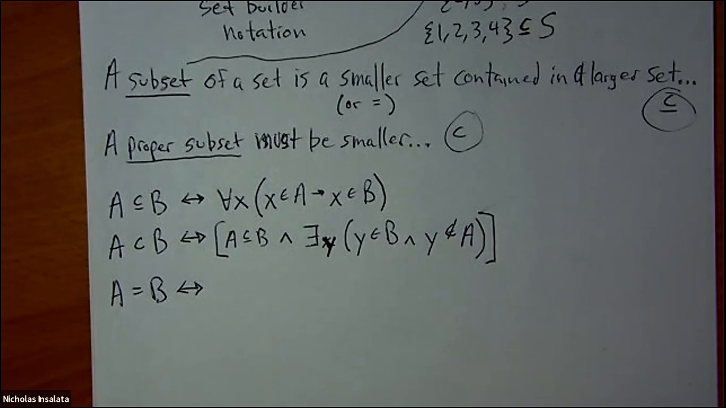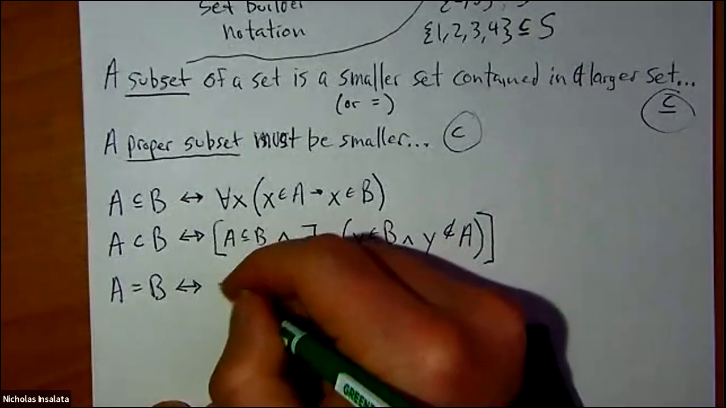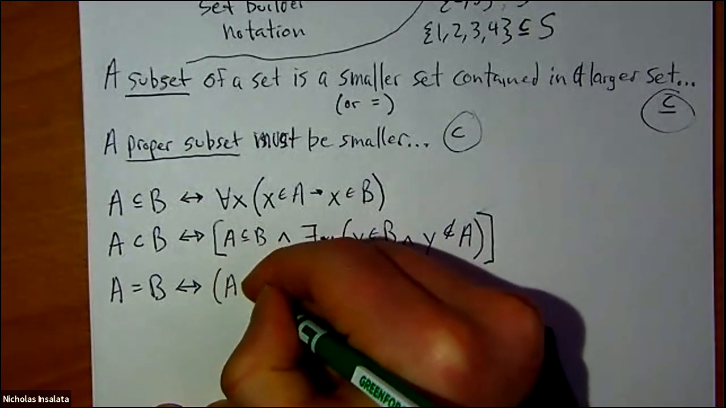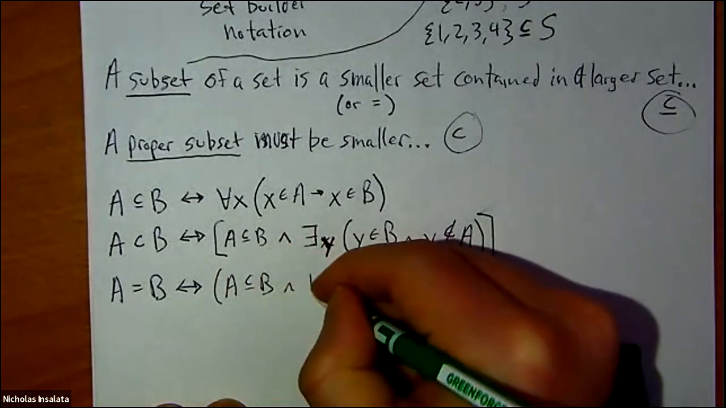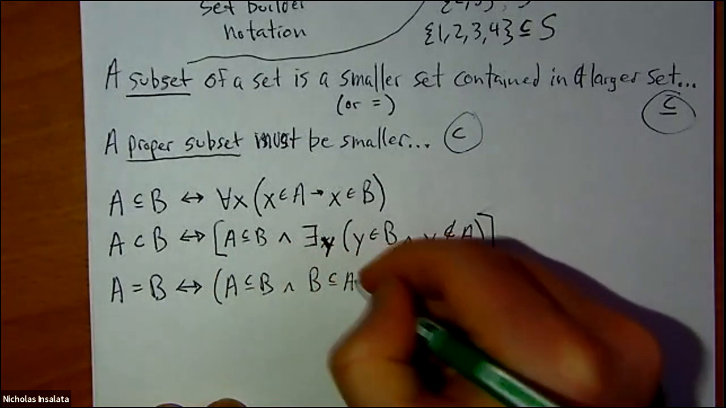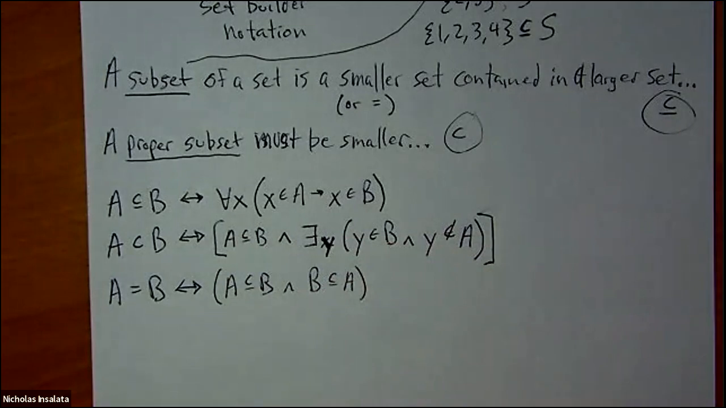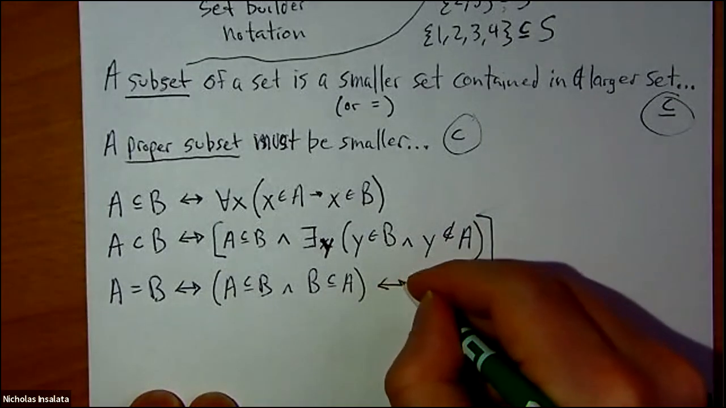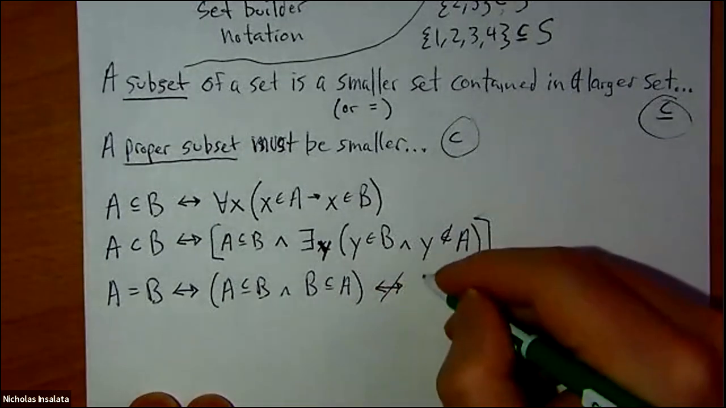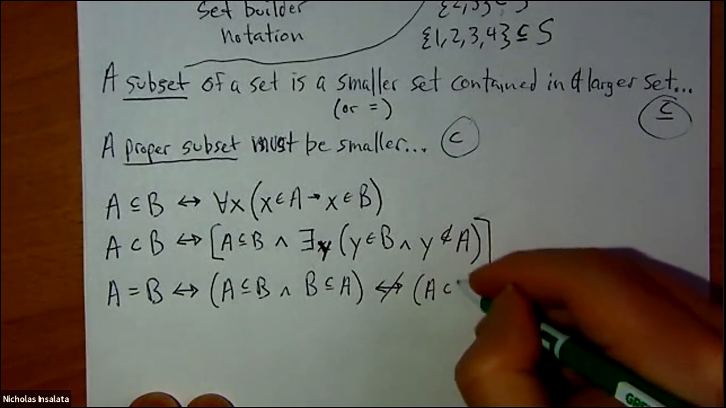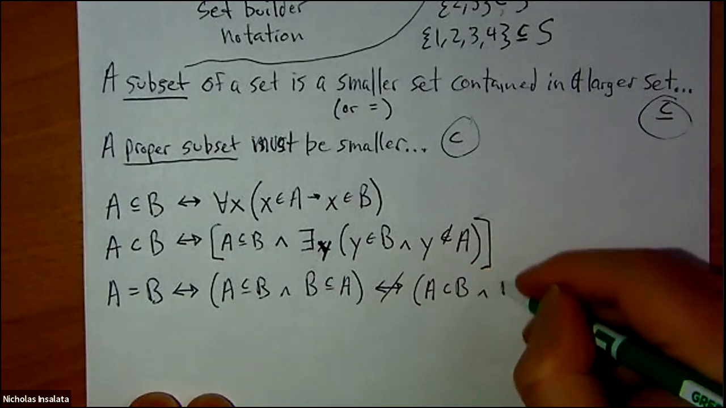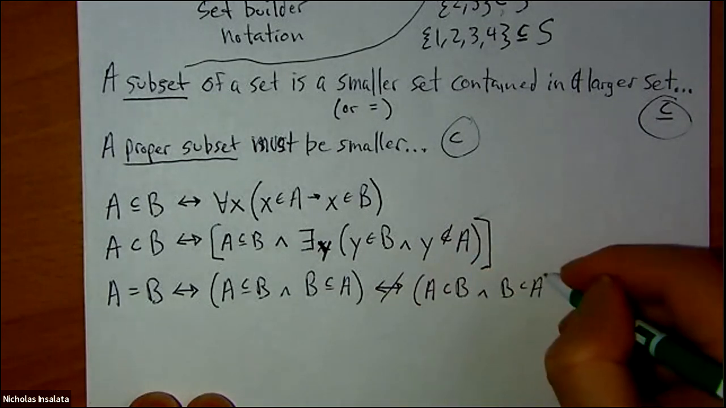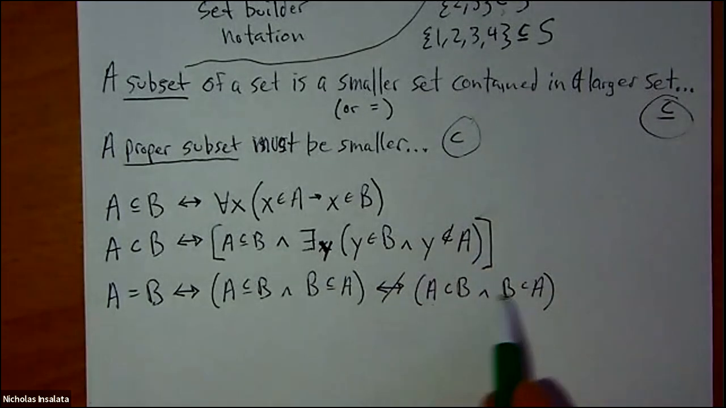Good. A is contained in B and B is contained in A. So I'd say, A is a subset of B and B is a subset of A. But this wouldn't work if I used proper subset, right? So this is not the same thing as A is a proper subset of B and B is a proper subset of A. Why would this not mean the same thing?